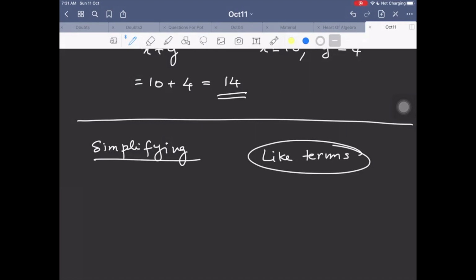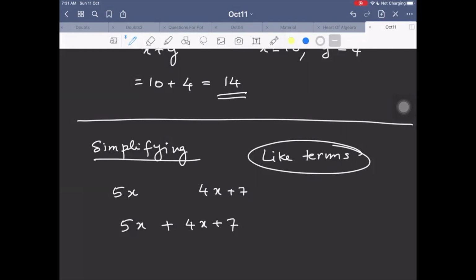Say, for example, you have an expression 5x. You have an expression 4x plus 7. Just like you add numbers, you can always add the expressions as well. What do you get if you add these two expressions? 5x plus 4x plus 7.